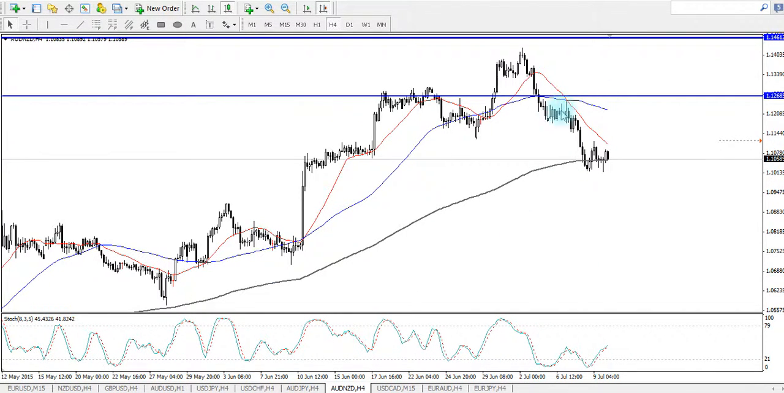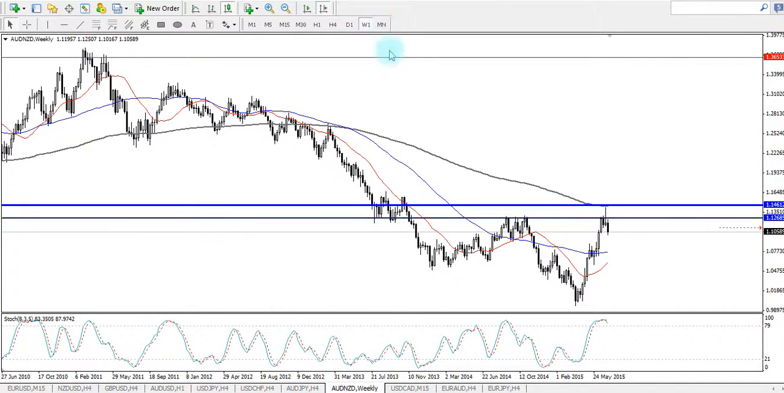Last but not least, we have the Aussie against the New Zealand dollar, for which we are looking for a short opportunity. Based on the weekly chart itself, it is being resisted at the price of 1.1268, the previous high back in October 2014, or rather the beginning of November. It almost touches the 200 moving average with a strong pullback, and therefore we are expecting price to fall further.